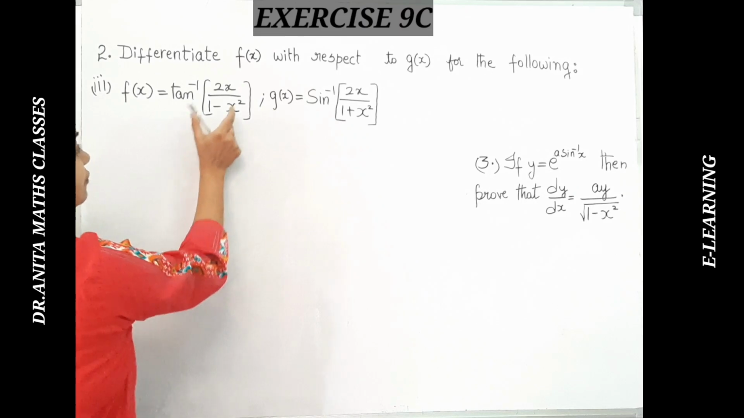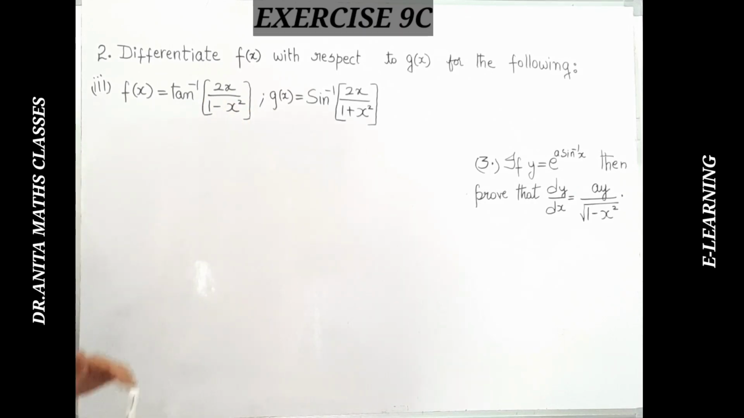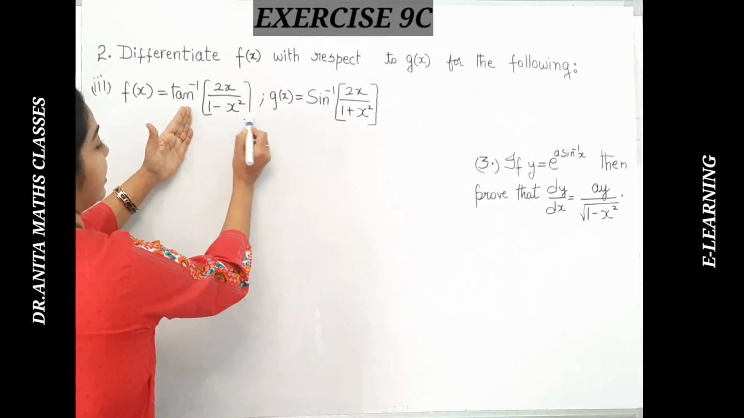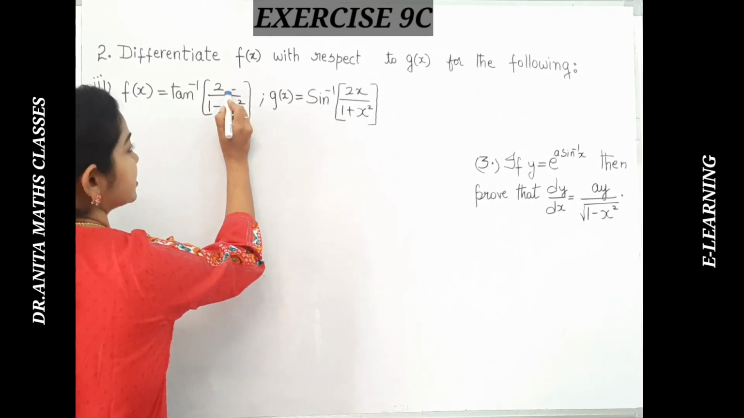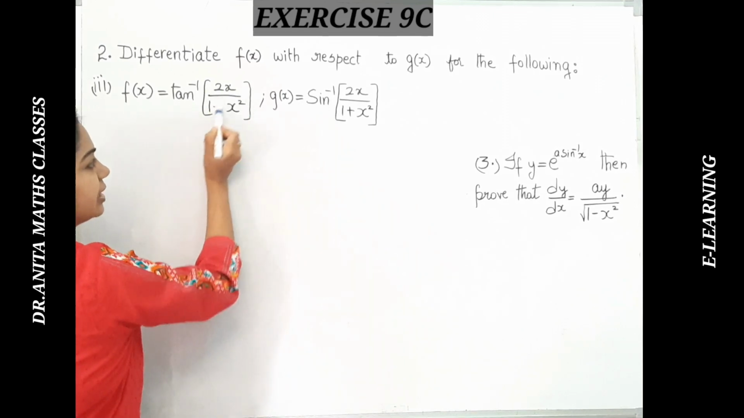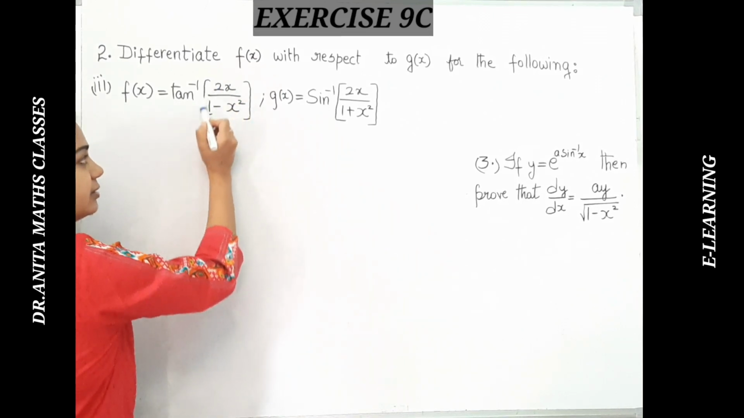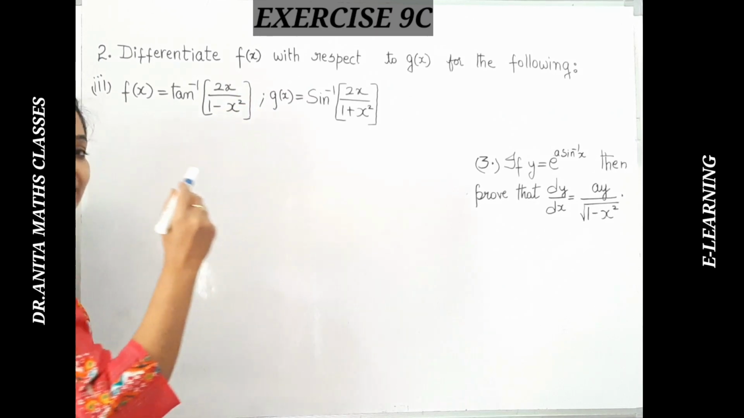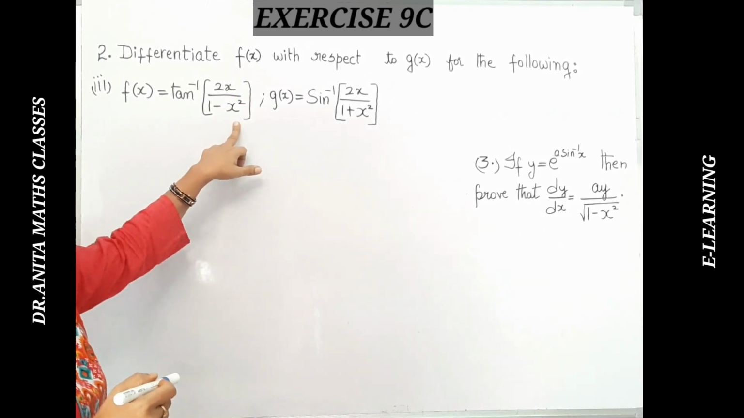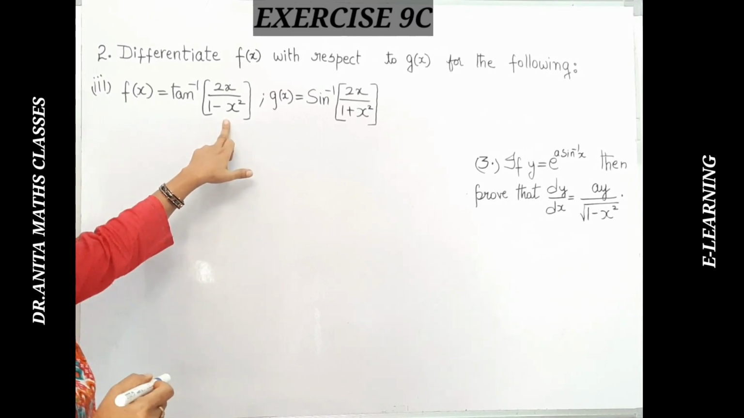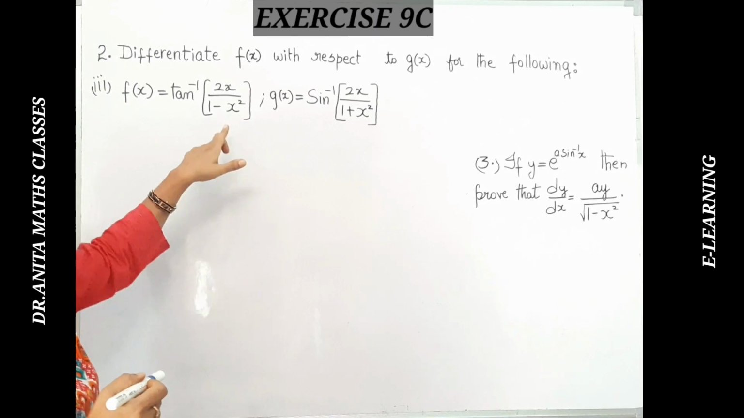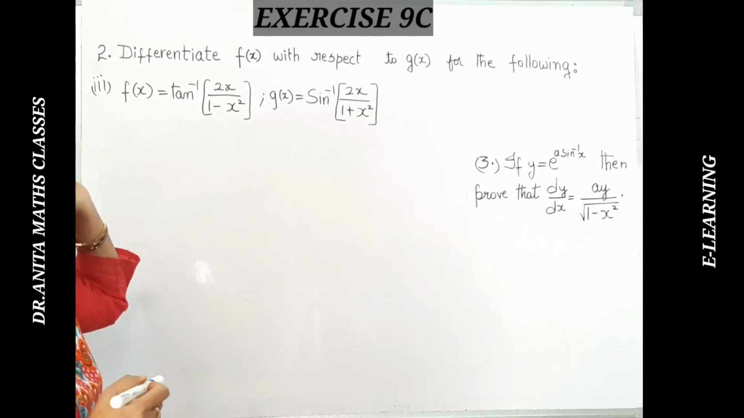See here, tan inverse of 2x by 1 minus x square. So the trigonometric formulas here. If I suppose x as tan theta, then that becomes 2 tan theta by 1 minus tan square theta. This whole function becomes tan 2 theta, because it is 1 minus tan square, isn't it? So this is tan 2 theta, and tan inverse and tan go off, we get only 2 theta. Then we can differentiate it later on.